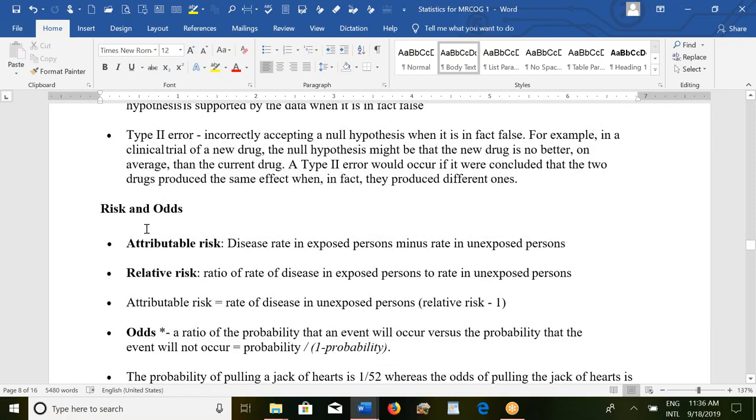Then we use other things like risks and odds. So what is an attributable risk?